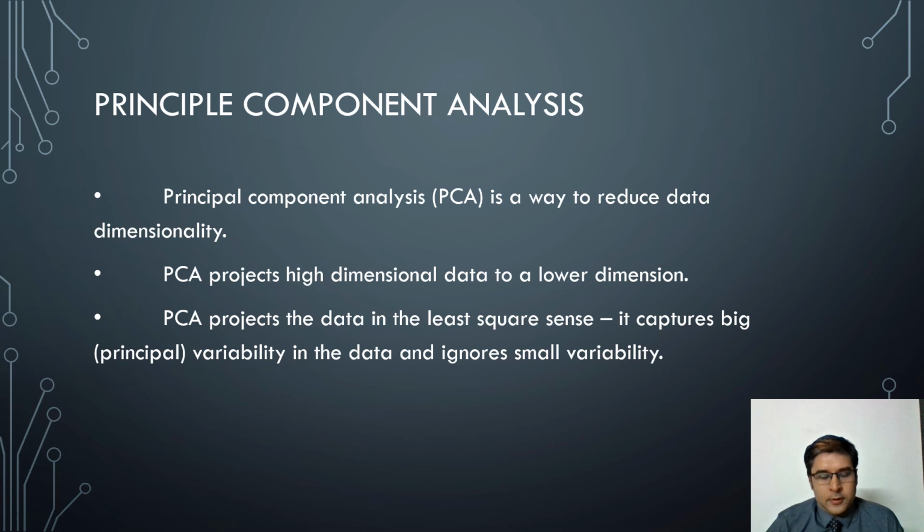Principal component analysis. As discussed in a few previous slides, we reflected on what PCA, or principal component analysis, is. It is a way to reduce data dimensionality, where we are given higher dimensional data and convert it to lower dimensional data. PCA projects high dimensional data to lower dimensions and thus converts many features into fewer features. PCA projects the data in the least square sense, that is, it captures big principal variability in the data and ignores small variability. So the more the variance in the data, it captures that, and it ignores small variability.